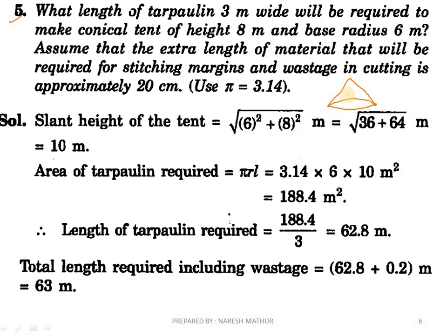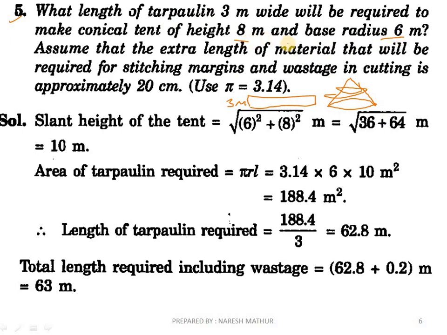Now, look carefully. We have a tarpaulin in the form of this kind of rectangle, and we need to roll it. We need to cover the CSA, the curved surface of the cone, by rolling it. The width of this tarpaulin is given as 3 meter. We have height as 8 meter and radius as 6 meter.